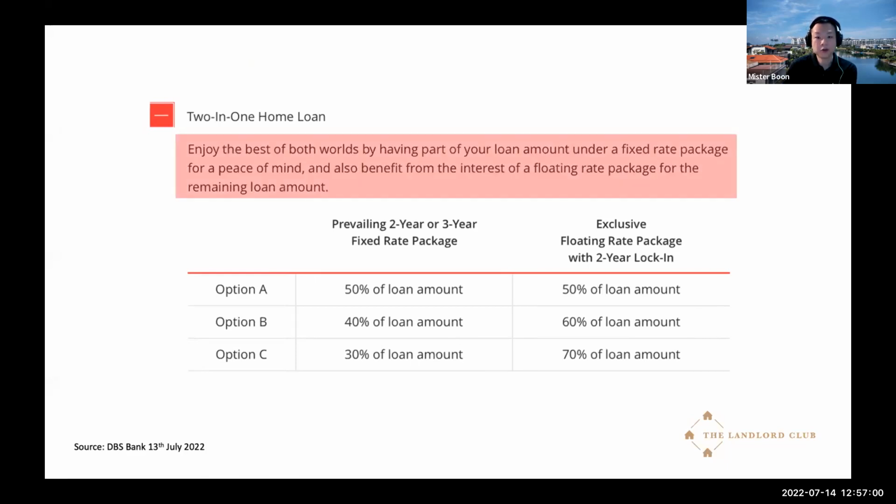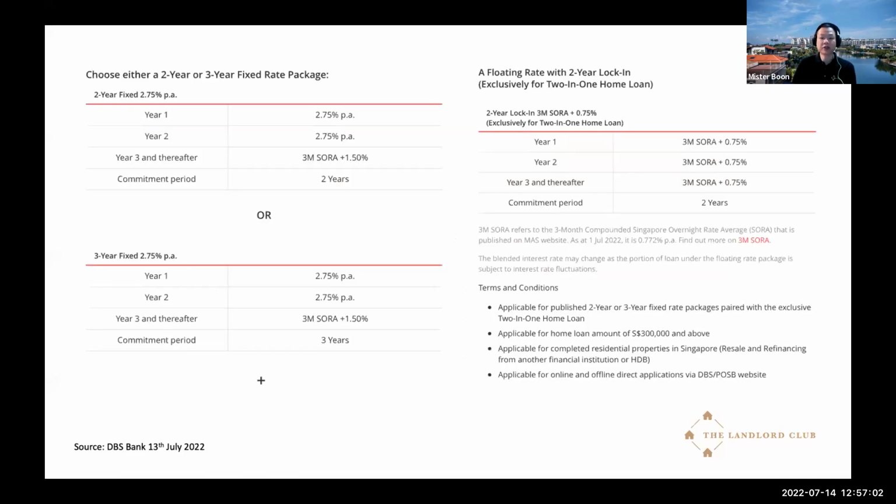So enjoy the best of both worlds, and this is a similar package that they are giving. Choose a 2 or 3 years fixed rate package. So they are giving the same interest rate, 2.75%, for 2 years and 3 years. But the other side of the story is they are giving 3-month SORA at 0.75. So I presume this might be one of the better catches for most buyers in today's market, especially if they are buying a completed project.